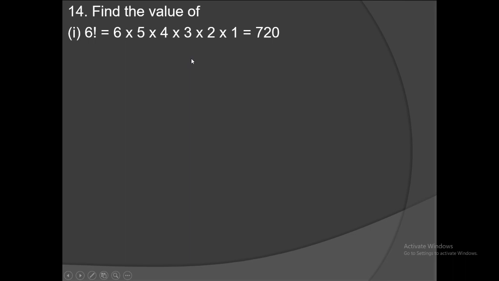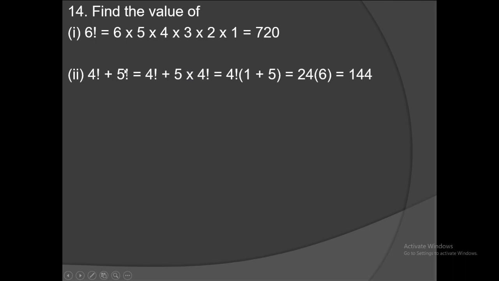Now second subdivision, 4 factorial plus 5 factorial. So 4 factorial is written as it is. 5 factorial can be written as 5 into 4 into 3 into 2 into 1, isn't it? I have stopped up to 4 factorial. You can stop up to whatever number you want. So 5 into 4 factorial. I didn't write 4 into 3 into 2 into 1. So 5 into 4 factorial. Why did I stop at 4 factorial?